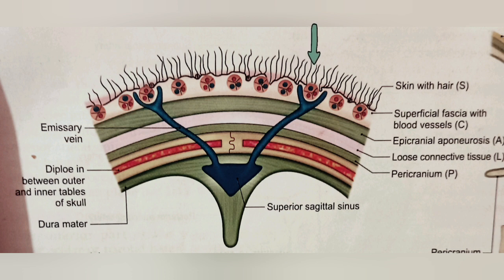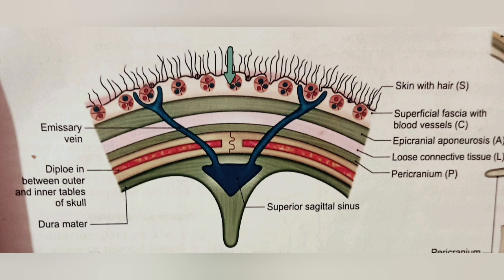So the next layer is the superficial fascia. The superficial fascia layer contains the blood vessels. The superficial fascia or the subcutaneous layer is more fibrous and dense in the center than at the periphery of the head. So this layer is denser at the center than the periphery of the head, that is, towards the skin it is less dense.